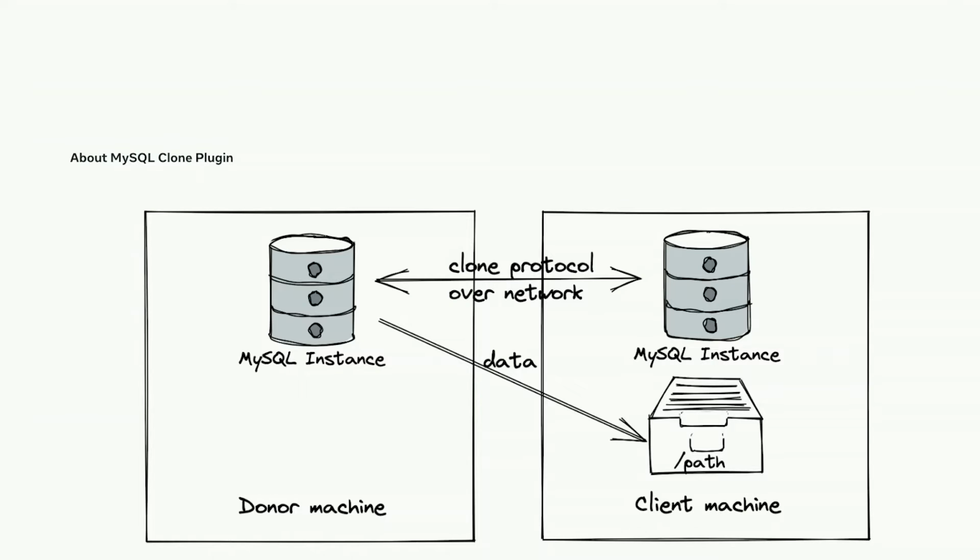This figure gives us a broad overview of what happens in the MySQL clone. Initially, the client, which is the recipient, will send a command to the donor, and this occurs over the network via the clone protocol. And then the donor will send the data back to the client over the network, and that's simply it.